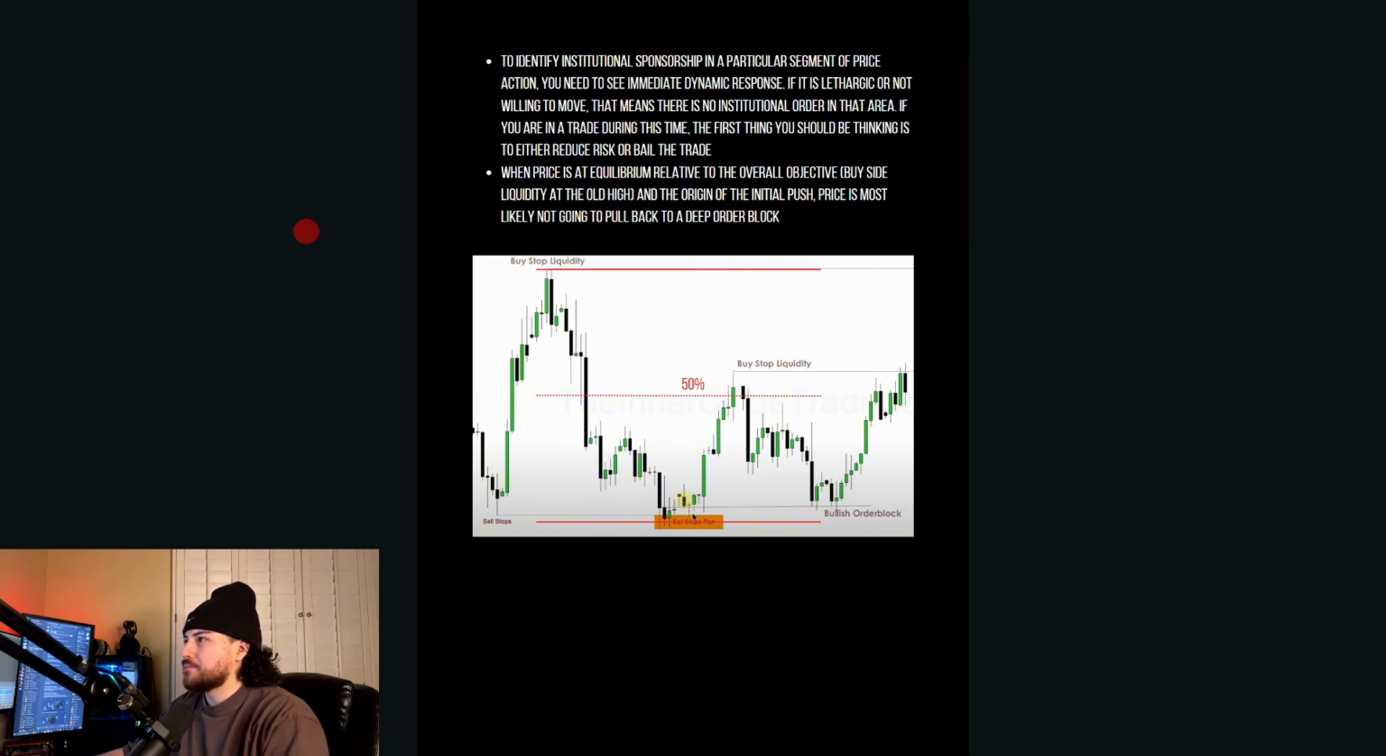So basically, here, what he is showing is that once price comes in and taps the sell side liquidity, if the banks are truly present in this area and are going to push price to the upside, it should happen relatively quickly. Price should not be lethargic or moving slow, because if it is moving slow, that is showing us that the banks are not present in this area, and we might want to bail the trade or even reduce the risk on the trade if we are in that specific trade at that specific time. So if we see the big bullish move, that is a good sign. If price is moving slow, not a good sign, and we might want to reduce our risk.